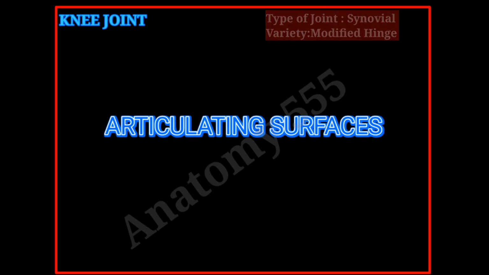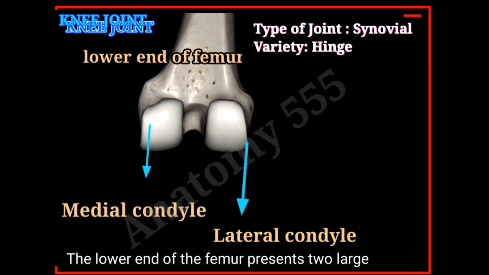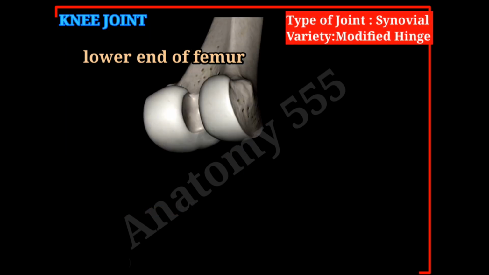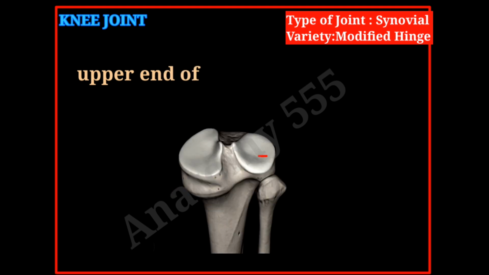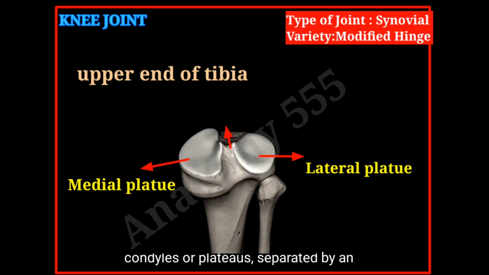Articulating surfaces. The lower end of the femur presents two large rounded condyles, medial and lateral femoral condyles, which are convex. The upper end of the tibia shows two shallow tibial condyles, or plateaus, separated by an intercondylar eminence.